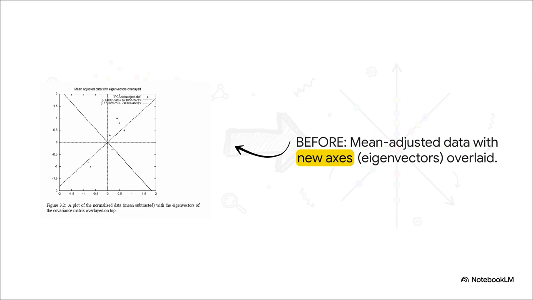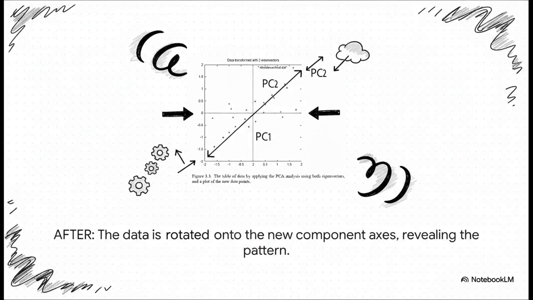Those dotted lines, those are the new axes that PCA has calculated as the absolute best way to view this data. And notice how one of them slices right through the main direction of that data cloud, perfectly lining up with that chart. And boom, here's the after shot. The entire graph has been rotated to line up with those new axes.